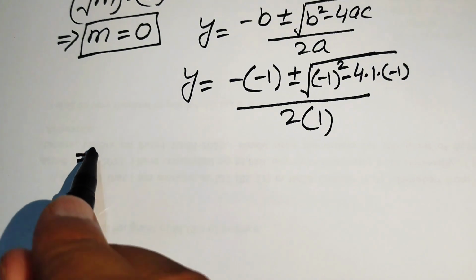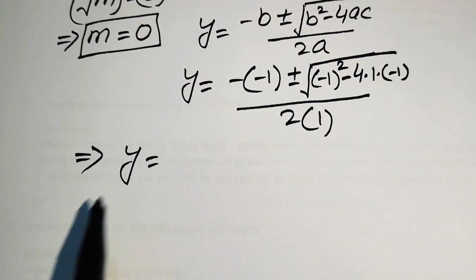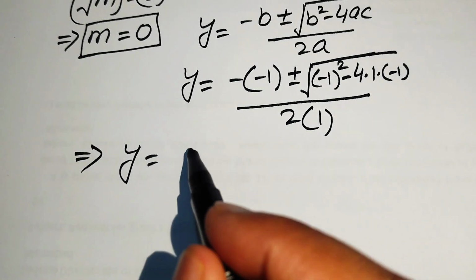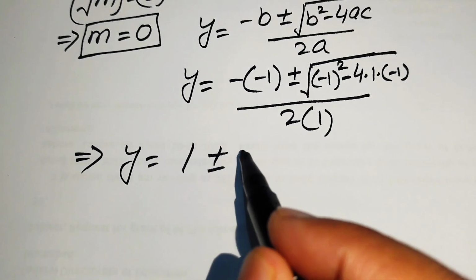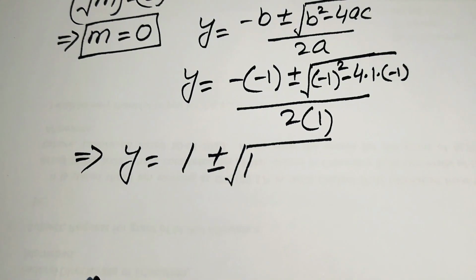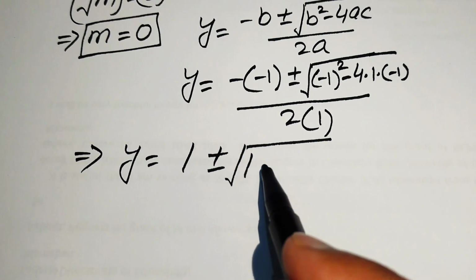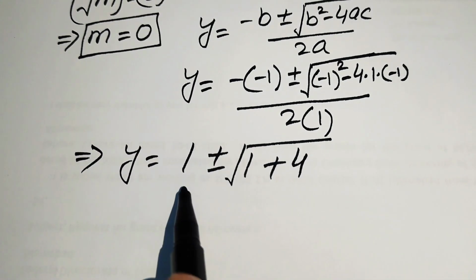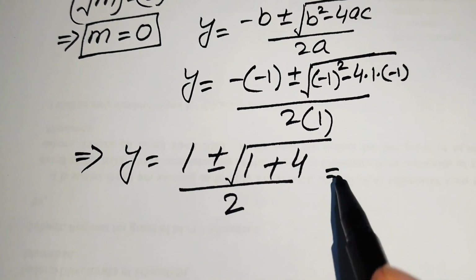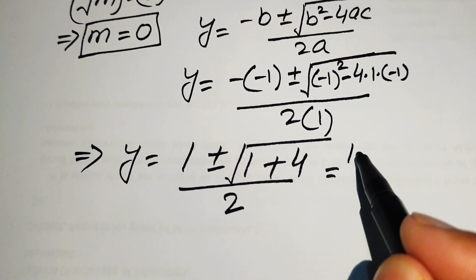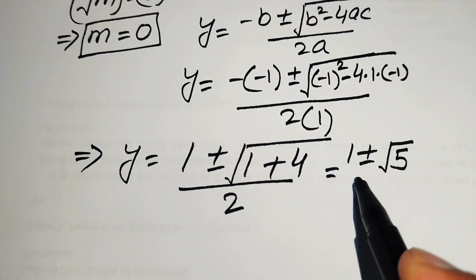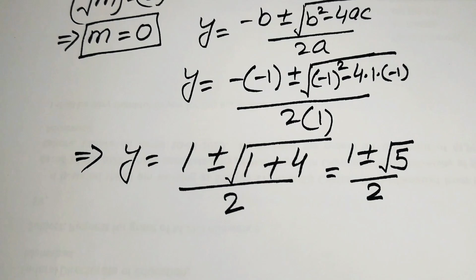So in the next step, we need a little bit of simplification here. First we have this minus times minus becomes +1, plus minus square root of (-1) square equals +1, and this minus times minus becomes +4, divided by 2 times 1 is 2. So here we have 1 plus minus square root of 5 divided by 2.